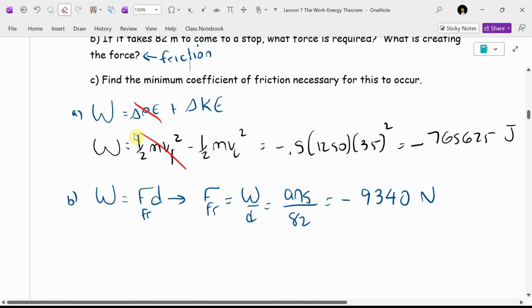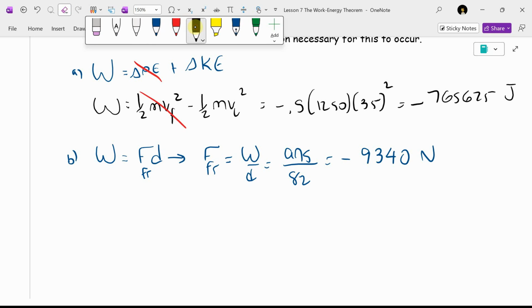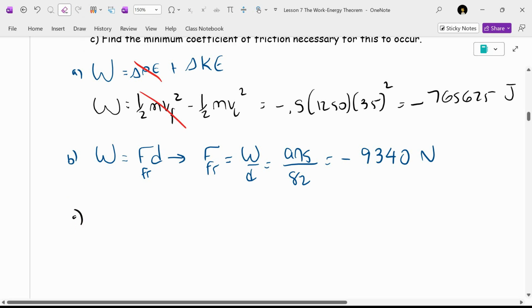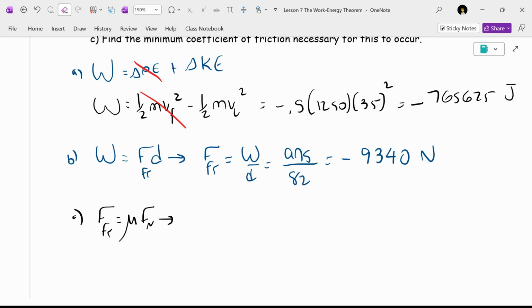Ooh, Jordan, what's C asking me to find? I only have one equation that has a mu, a coefficient of friction, in it. Which one? We're brushing the cobwebs off. We're doing some review. Let's write that down. Friction equals mu times the normal force. Jordan, let's get the mu by itself. How would I get the mu by itself? Put it on the bottom. Yeah, we're going to divide it. I agree. Mu is going to be friction divided by the normal force.